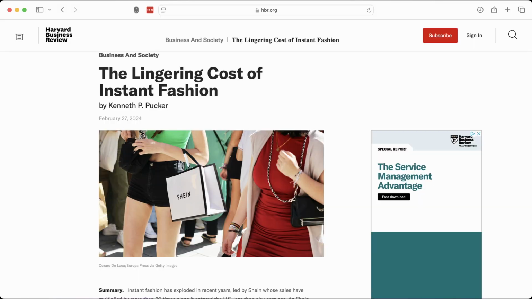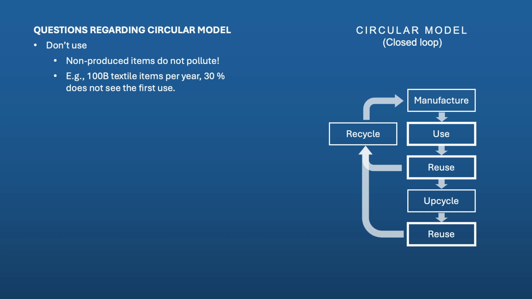Or this Harvard Business Review article, The Lingering Cost of Instant Fashion, states that Shein, that is one company, had 1.3 million new products, not items, but new products added in a year, and that the sales target for 2025 is $50 billion. I can just guess the average price of an item bought from Shein, but it cannot be much more than $5, which would result in 10 billion pieces of clothing. One company, 10% of all clothes in the world. The article is really worth reading. It outlines some marketing strategies, but that's not relevant in this context.